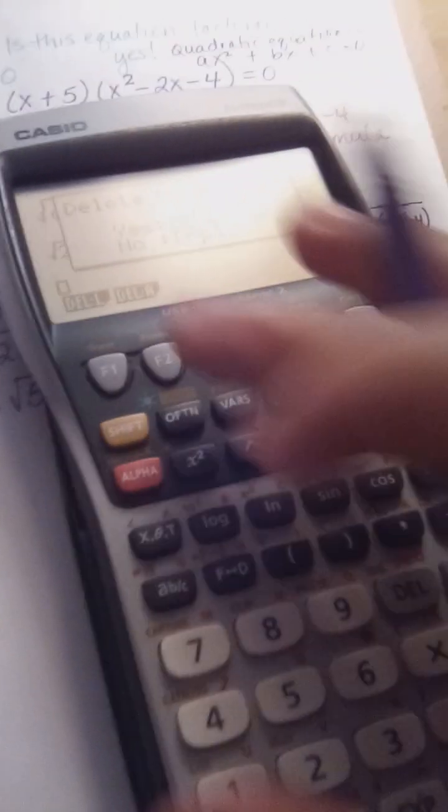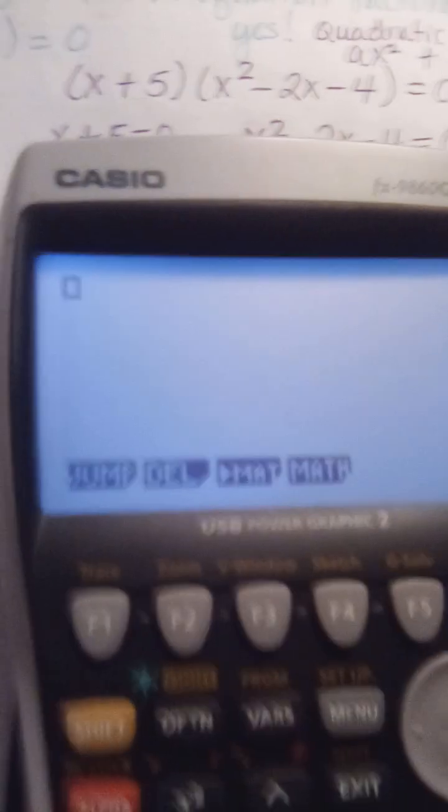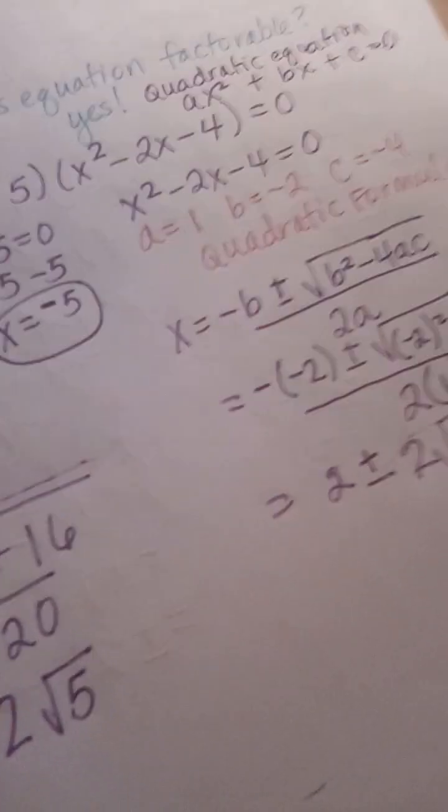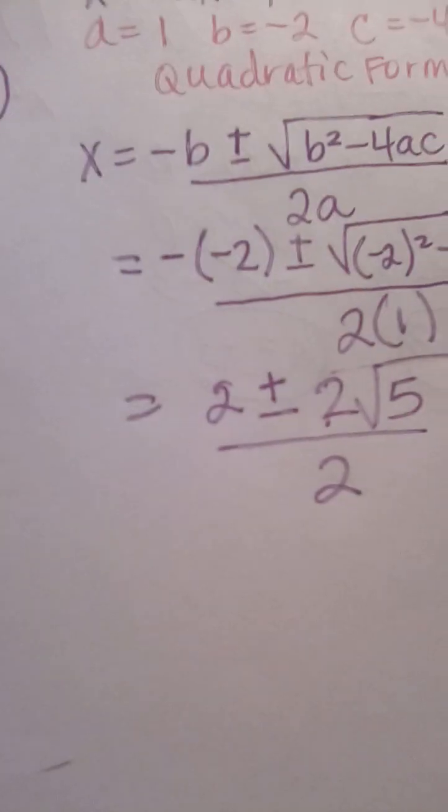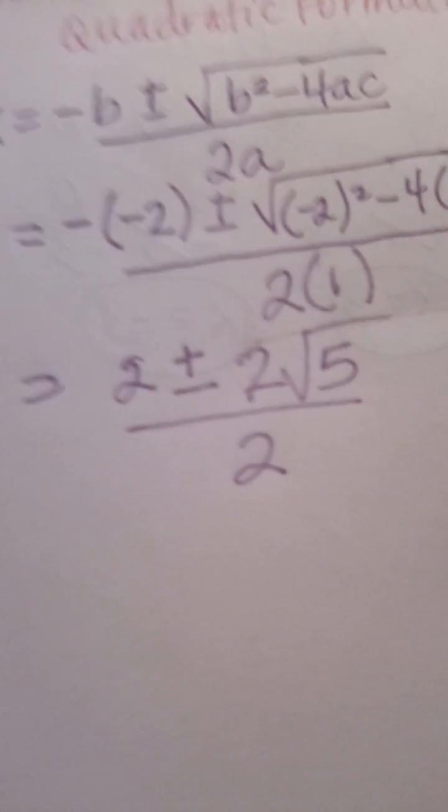Watch. Okay, you see 20? Does it match? Yes, it does match. So now we could do 2 square root of 5 over 2. All right? Any questions so far?